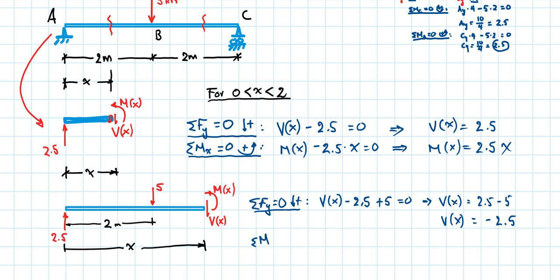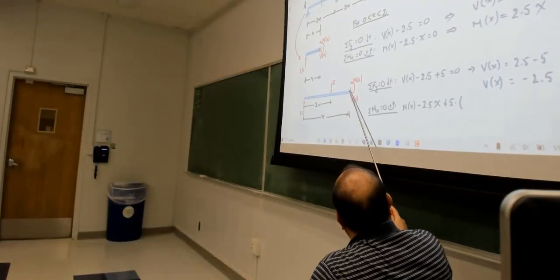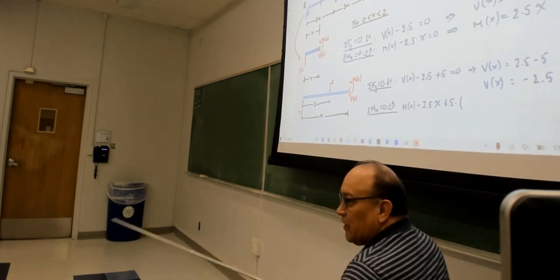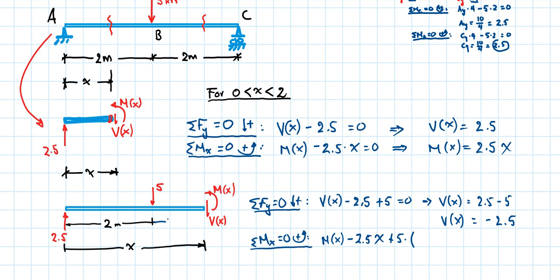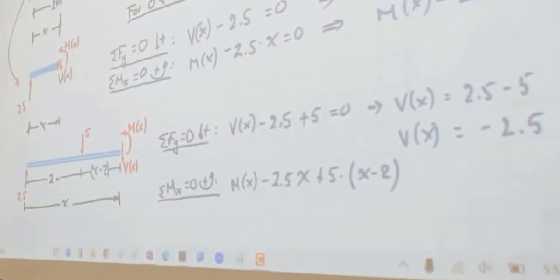And summation of moments in the section x, that's why I put the x here, and I do positive in this direction, I have moment of x minus 2.5 times x. What else? Plus 5. Plus, right? Plus 5 times what? 2. The distance from 5 to the section. x minus 2. This distance here is x minus 2. All right, x minus 2.